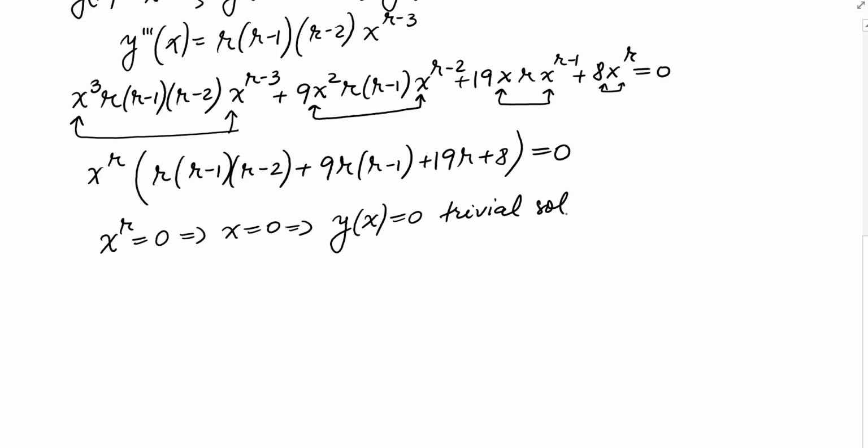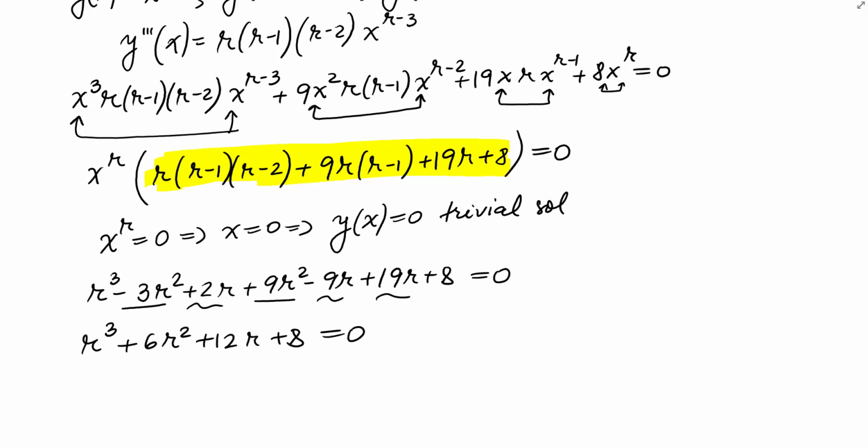So now, let's take a look at this equation by first opening up all the parentheses and adding like terms. We obtain a third degree equation that has the form r to the third plus 6r squared plus 12r plus 8. This is the characteristic equation.